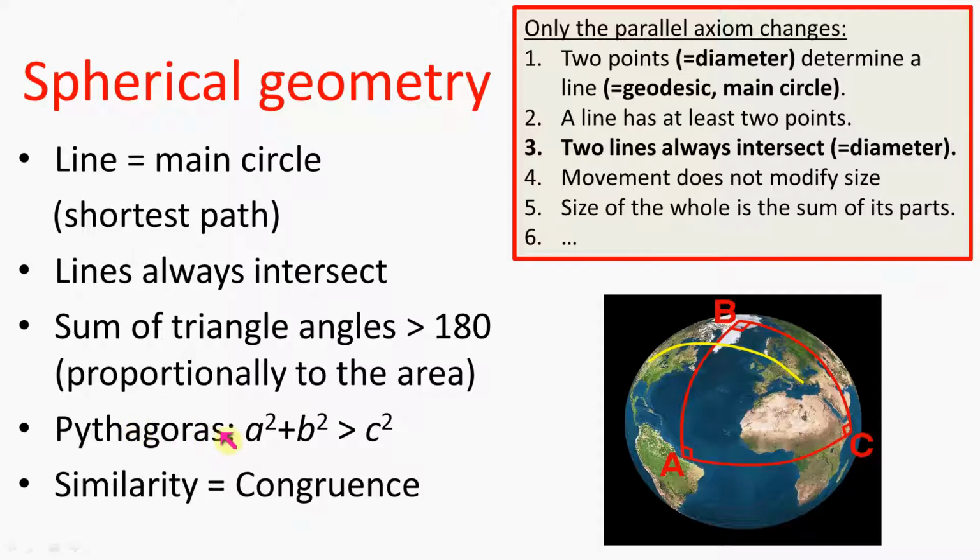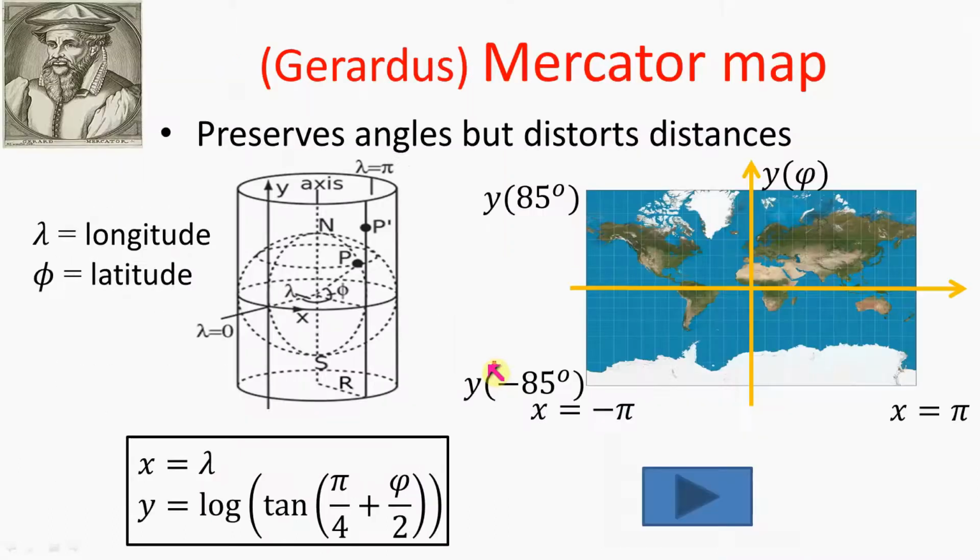The Pythagoras theorem will not be valid either. This is a super-right triangle because all angles are 90 degrees and all sides are equal, so obviously a square plus b square is equal to 2c square and is not equal to c square, as Pythagoras would say. This is a nice geometry and we can play with it with a big ball in our hands. But obviously it's a little bit more convenient if we have a map about the geometry. Then we don't have to deal with this big ball.